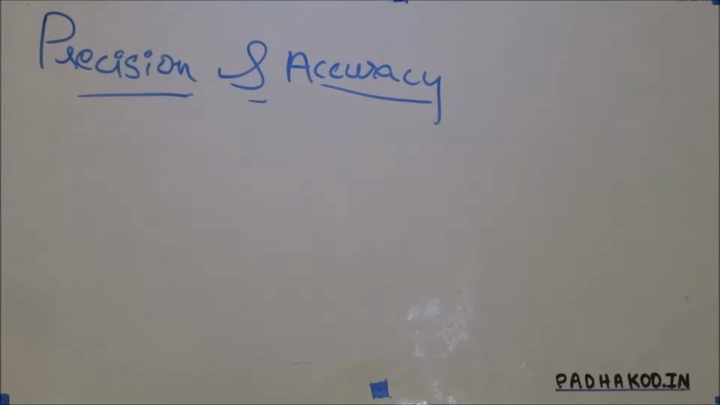How much accurate our answer is, how much close our value is to the true value. Okay. So once again, precision defines the closeness of various readings you are taking for the same experiment with the same instrument. That refers to precision. And accuracy means how close your experimental value is to the true value. Okay. So those are two different terms.